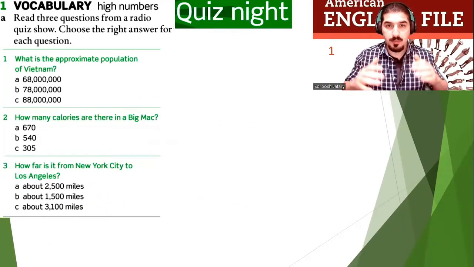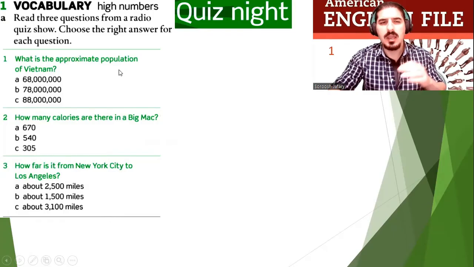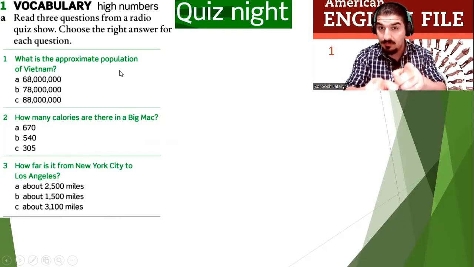High numbers, big numbers. Now, read 3 questions from a radio quiz show. Choose the right answer for each question. For example, number 1. What is the approximate population of Vietnam? Okay, answer the questions yourself. Just you.